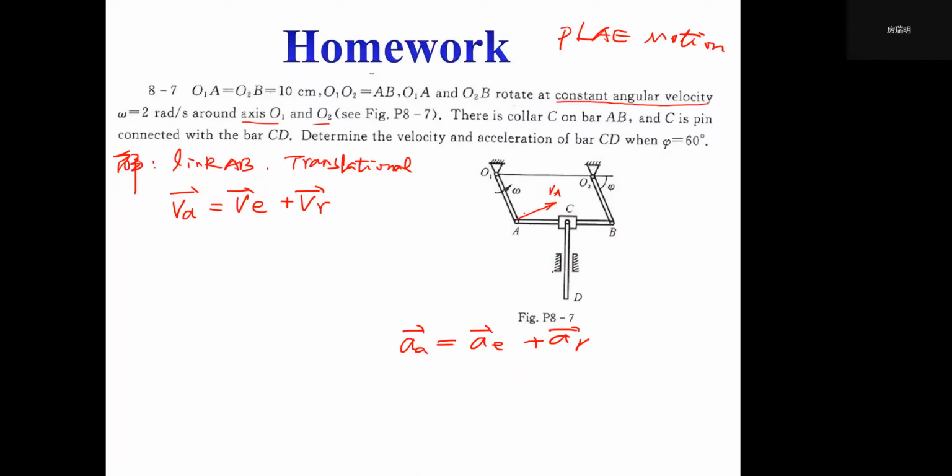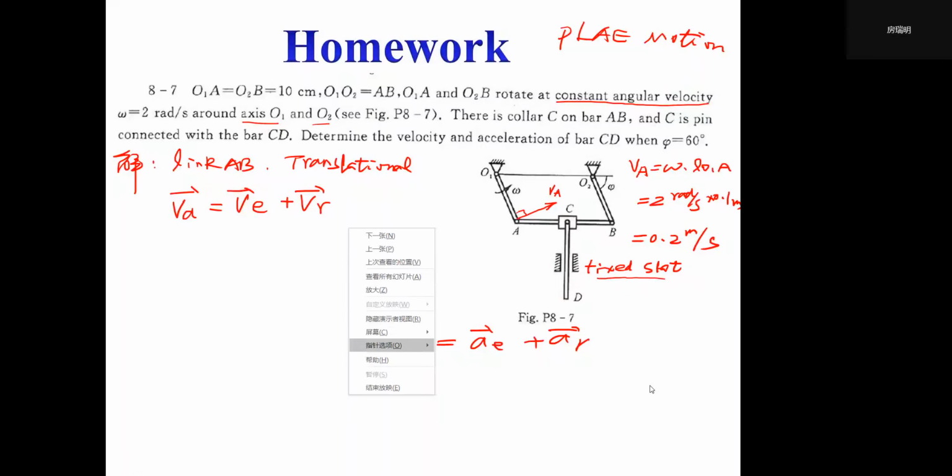This bar CD only can move along the vertical line, right? Because of the guidance of this fixed slot, CD can only move up and down through this hole. So CD is another rigid body with translational movement. After all this analysis, I will change another color for you guys.